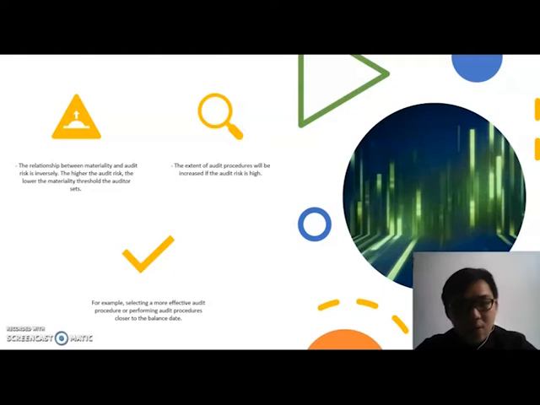So after that, the relationship between the materiality and audit risk is inverse. The higher the audit risk, the lower the materiality threshold the auditor sets. So next, the extent of audit procedures will be increased if the audit risk is high. For example, selecting a more effective audit procedure or performing audit procedures closer to the balance date.